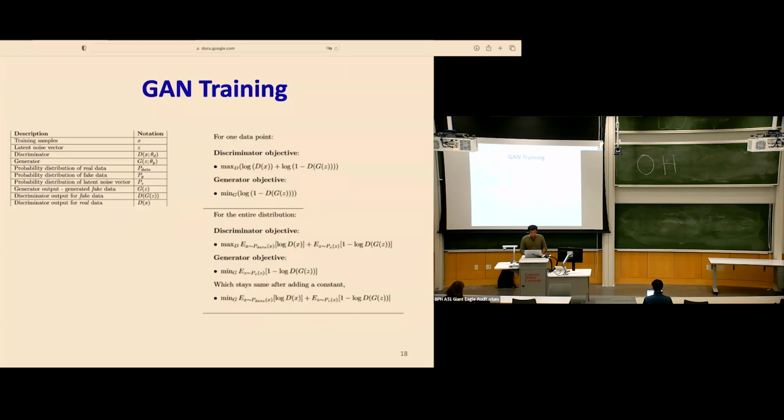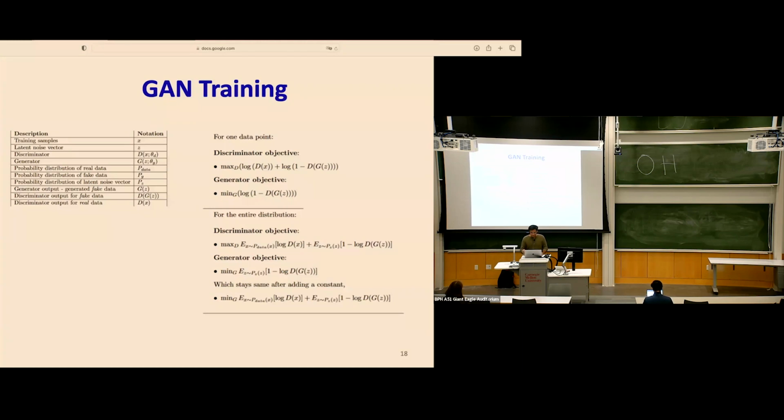And so for a single data point, we want a discriminator to maximize the log over output for real images and log over output for fake images. And the generator objective is trying to minimize the second half of the equation, which is to maximize the output of the discriminator over the fake image. So to make the discriminator output that the fake image is real. And that's for one data point.